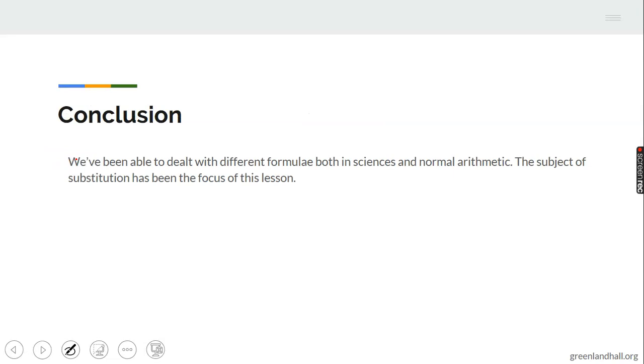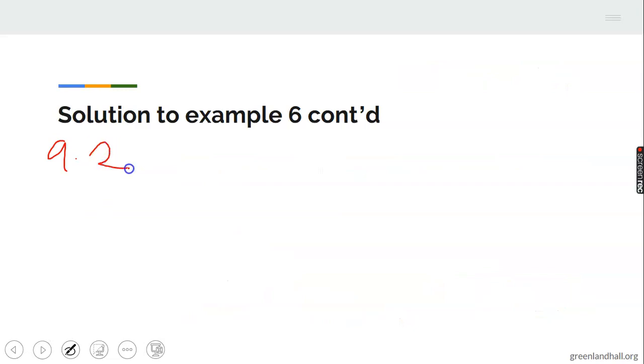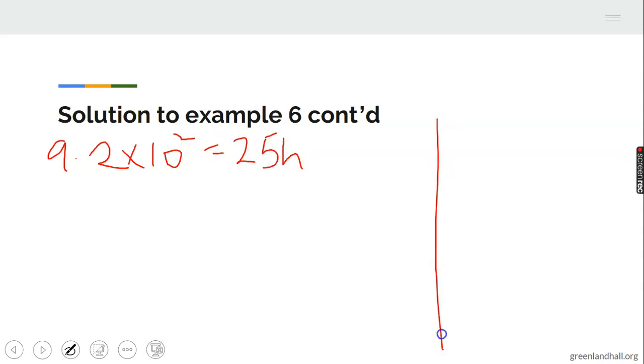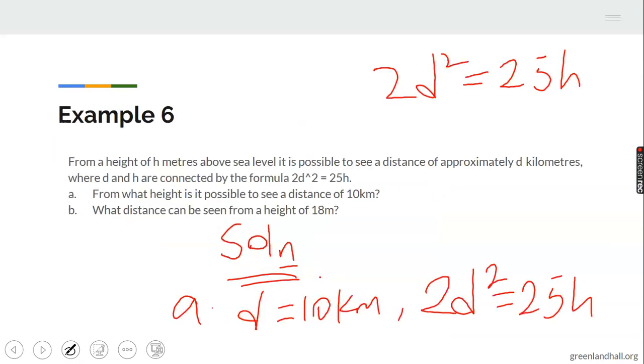This is the continuation of A. Just insert your 10. That will be 2 multiplied by 10 squared equals 25h. So this will be 100, 200. That will be 200 divided by 25. And this will give us what? 8. 8 meters. Your height is in meters.